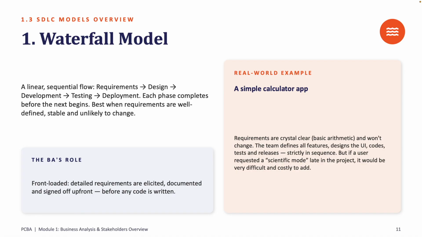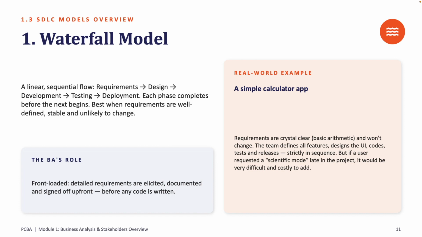Each phase completes before the next one begins. So that is it, there is nothing big about it. Each stage follows another one like that. It's best when requirements are well defined, stable, and unlikely to change. So that is when you can apply the waterfall. Then, for example, as a business analyst, I've stated there, front-loaded detailed requirements are elicited. You're gathering, and then you document, and then you sign off upfront before any code is written.